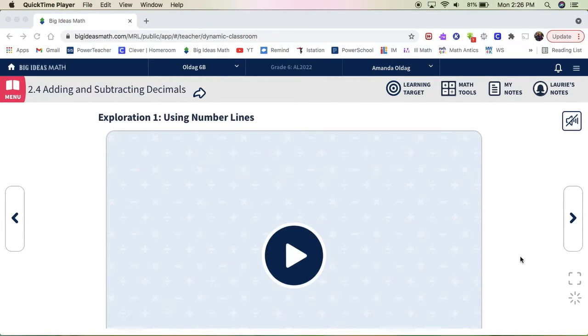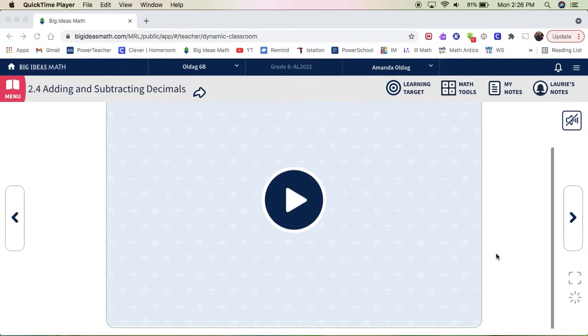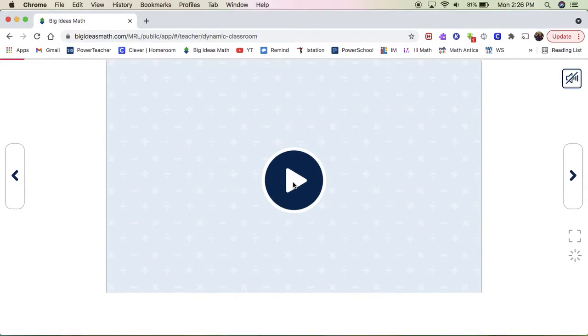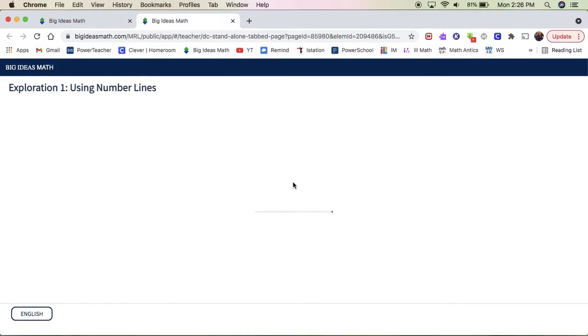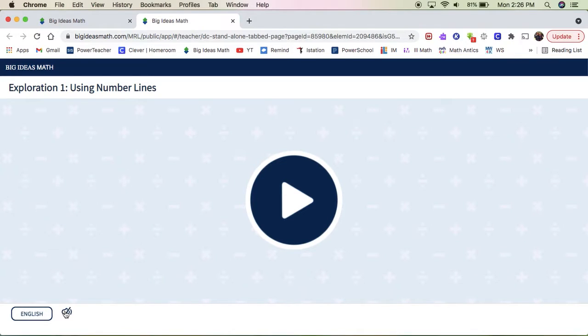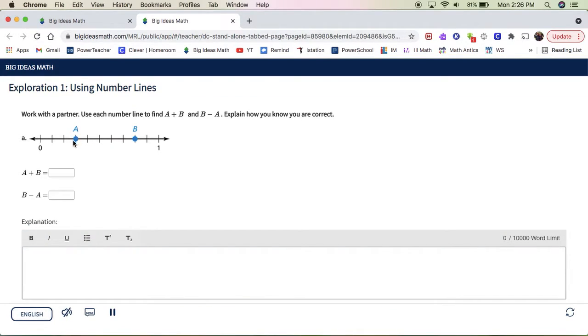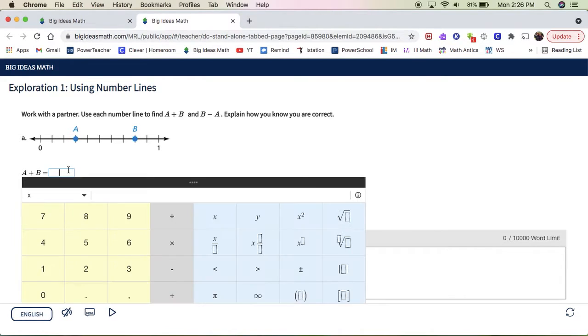So if we look at this first exploration, we're going to look at number lines. For instance, on this number line, we have A, we have B. If you'll notice, there's 1, 2, 3, 4, 5, 6, 7, 8, 9, 10 marks. That means it's marked off in tenths. So this would be 3/10, and this would be 8/10. So if you add 3/10 plus 8/10, you get 11/10, or 1 1/10. That's what they're looking for here.